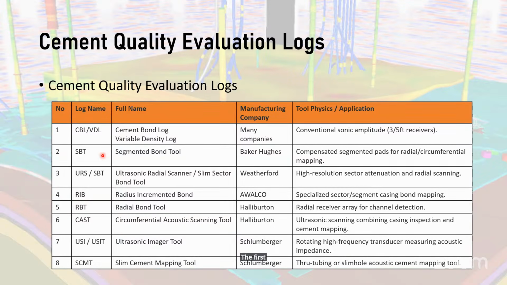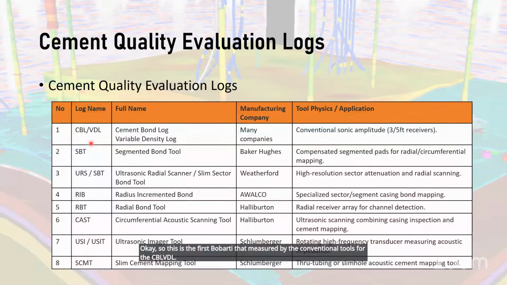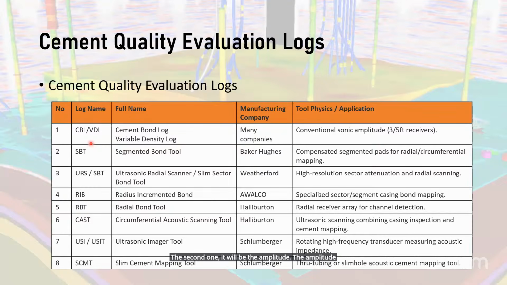The first level is the conventional CBL and the VDL. The CBL and VDL are just recording two properties. The first one is the transit time, the time that the wave takes from the transducer, or the source of the sonic, until it is received again by the tool. This is the first property measured by the conventional CBL VDL tools. The second one is the amplitude of this wave, which will be high or attenuated, so low. This is the conventional CBL VDL.